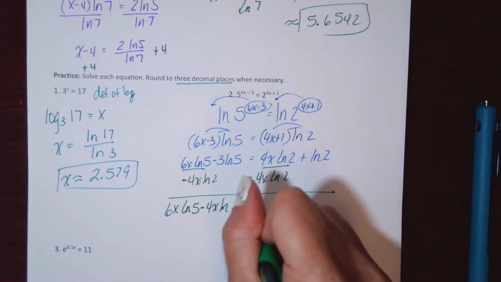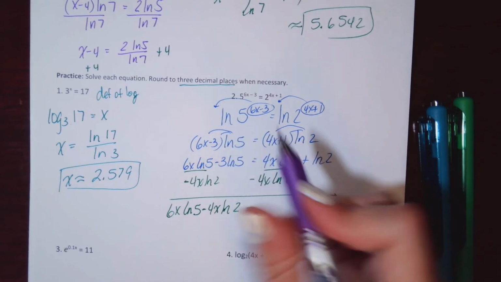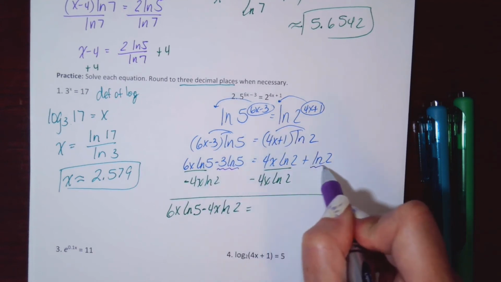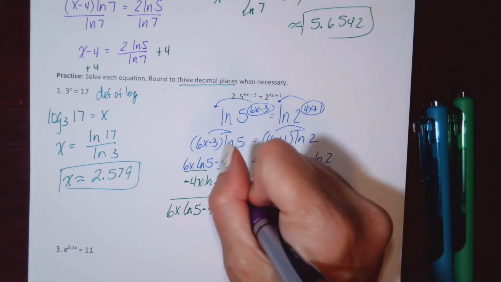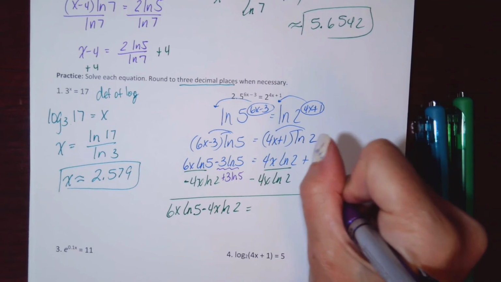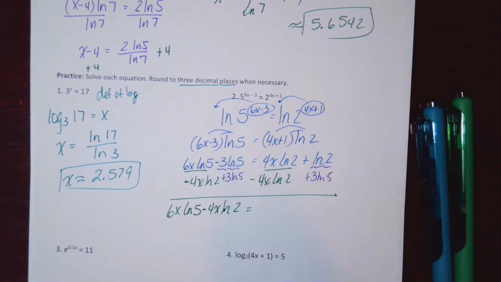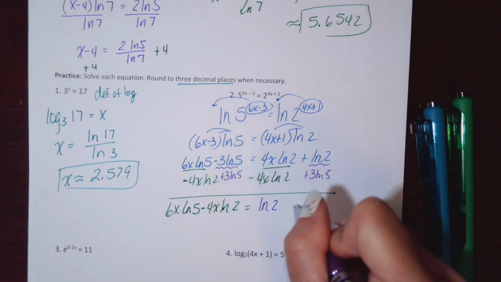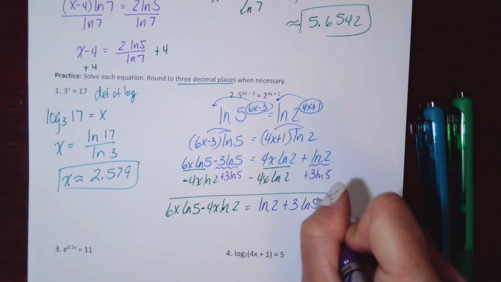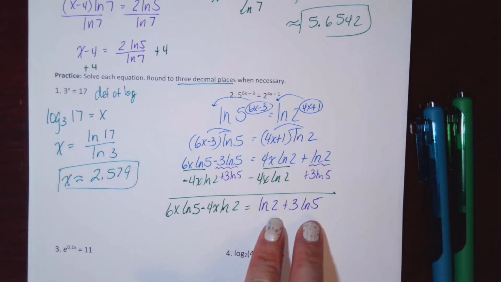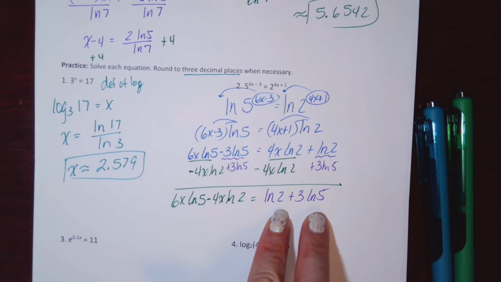Now on the other side of my equation, I need to move the terms that don't have an x to the same side. So I'm going to add that plus 3 natural log 5 over here. So this is natural log of 2 plus 3 natural log of 5. Again, not the same argument, so I can't combine them into a single term.